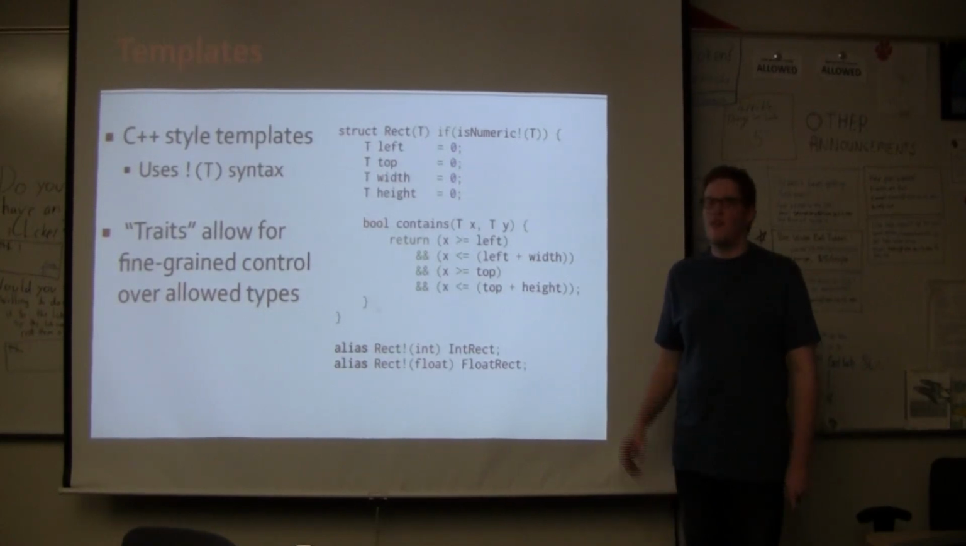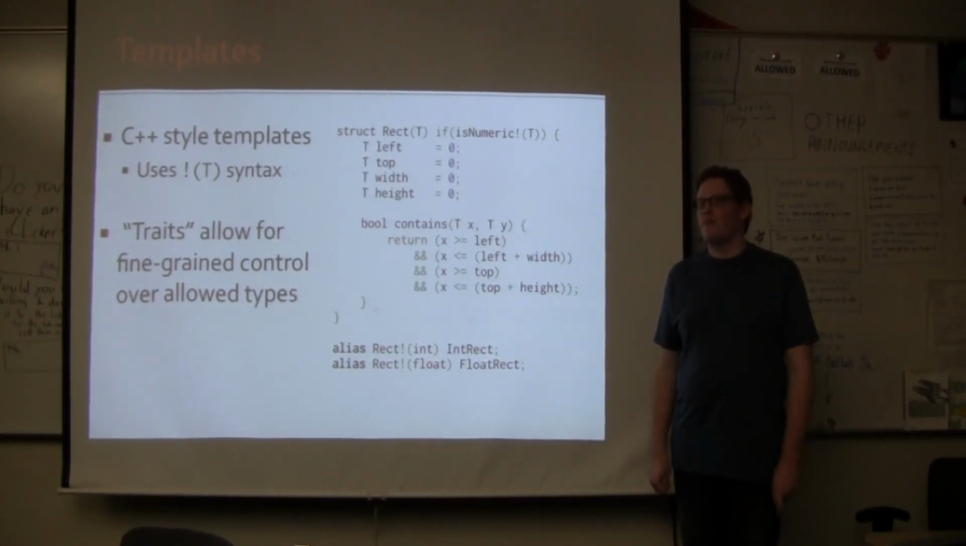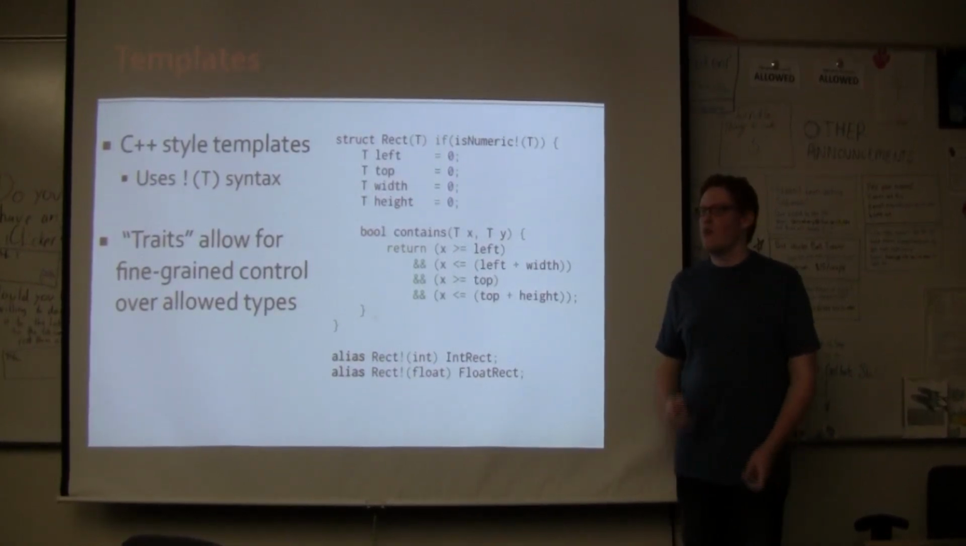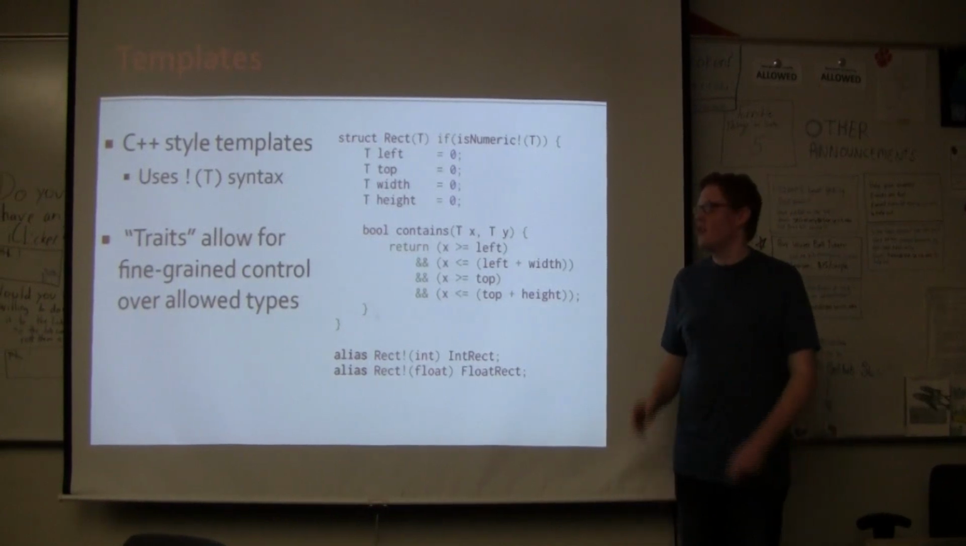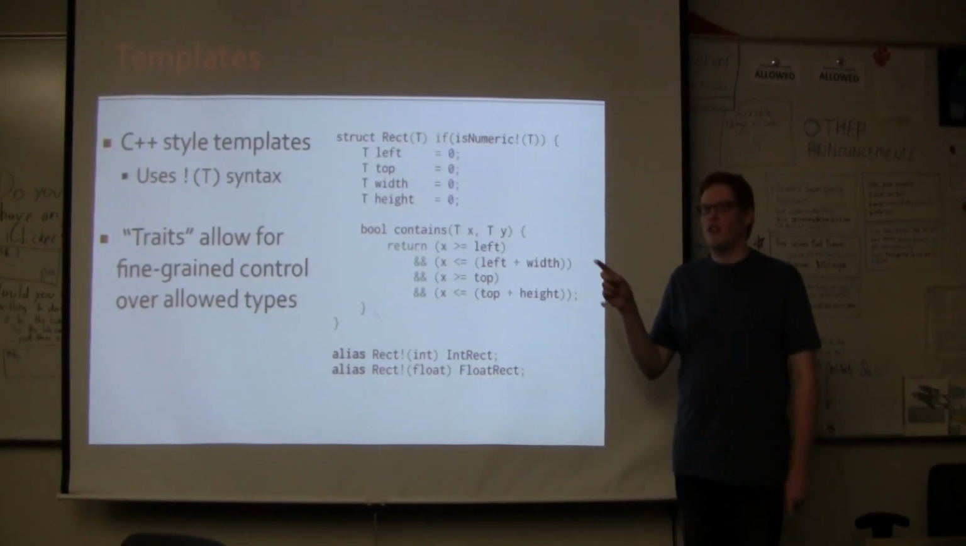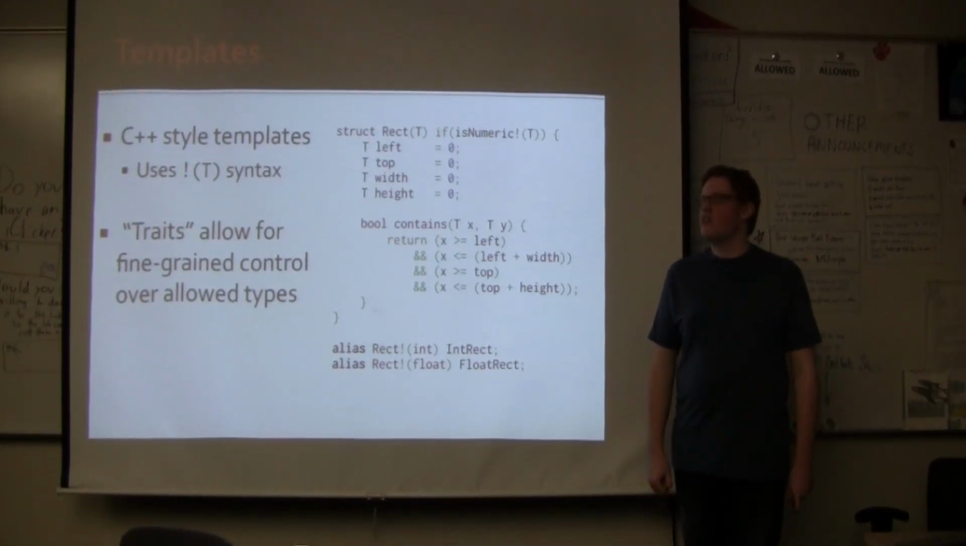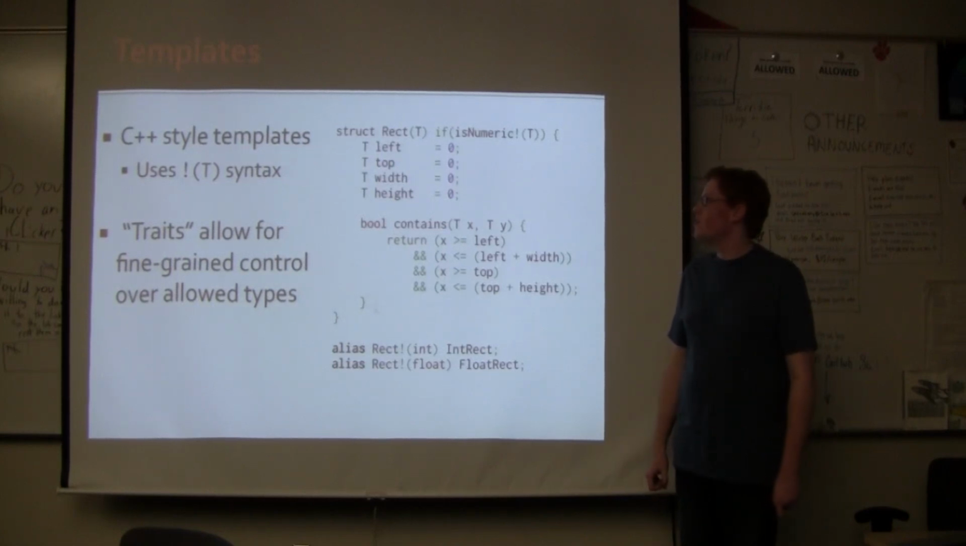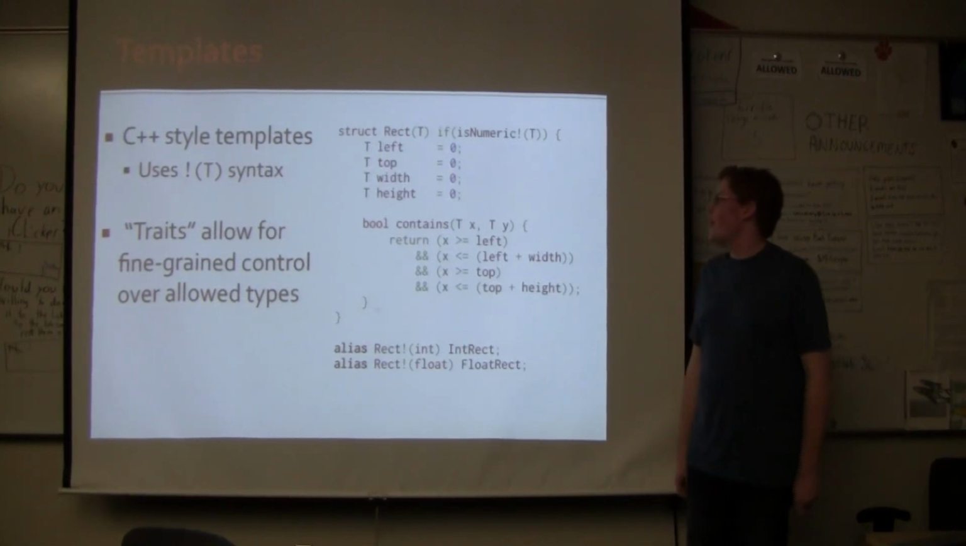In C++, if you have nested templates, you'll have two angle brackets right next to each other, and when you're parsing C++, you don't know if that's two templates nested or if that's a shift operator. And so in D, they tried to avoid that, so they use the exclamation point.